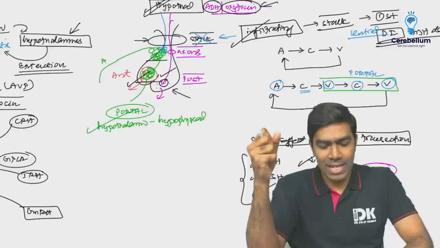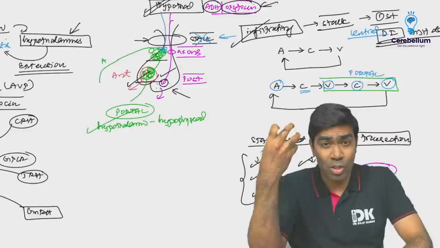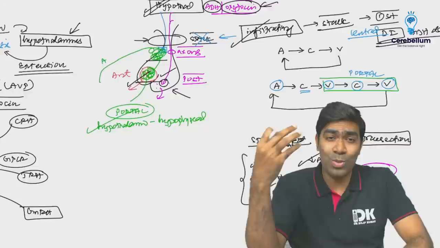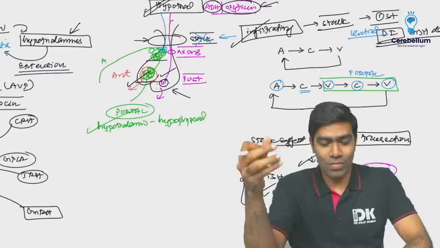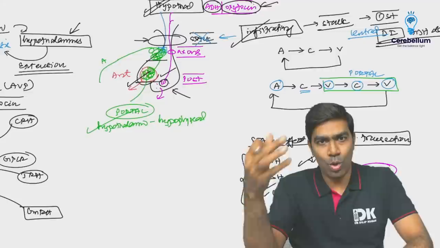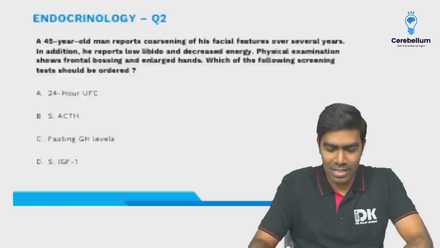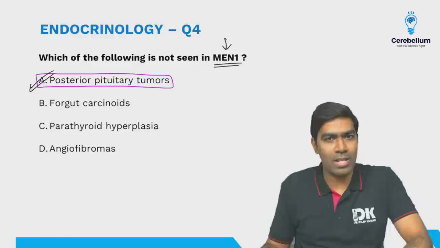So if there's going to be a tumor, it can be a tumor of the anterior pituitary only, because that's the one that contains the chromophils, chromophobes and all. That's the one that can produce tumors. How can you get tumors from the posterior pituitary where you don't have cells? You have just neurons from the hypothalamus. Even if you don't know what's happening in MEN 1, you can still answer this question pretty easily just by using common sense. Some of the questions in the exam will be like that only. Just use your common sense. So the right answer is posterior pituitary tumors. All others are seen in patients with MEN 1.